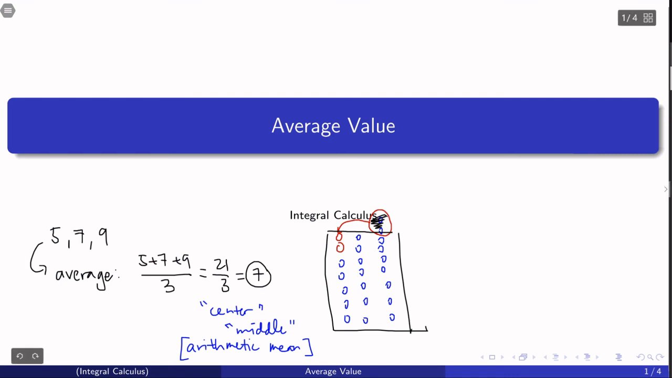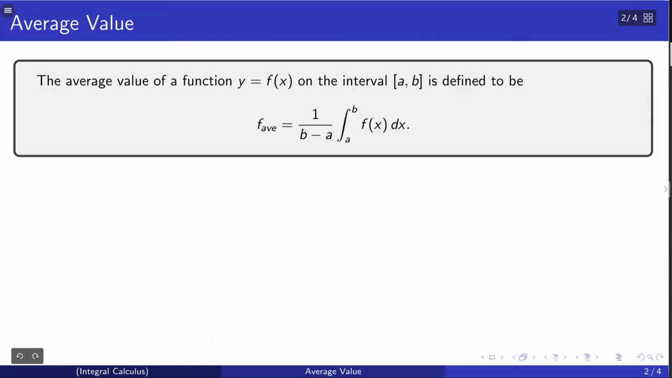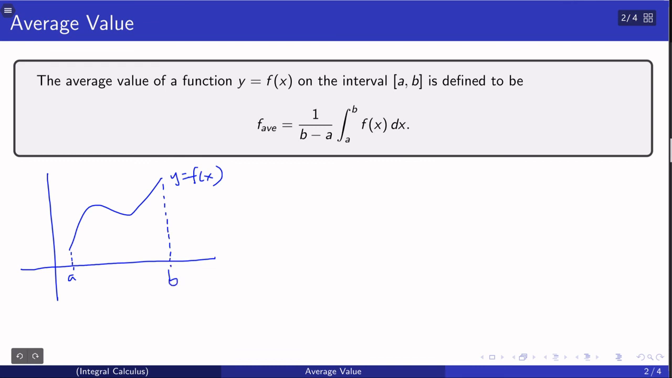Right, so what we want to do here is extend this notion of the average to functions using an integral. And the idea is very similar, right? Instead of taking a sum of a finite set of numbers, what if you had a function, whatever, it could look like this, for instance, y equals f of x. And what if you wanted to take the average of all the values of f of x in the interval from a to b?